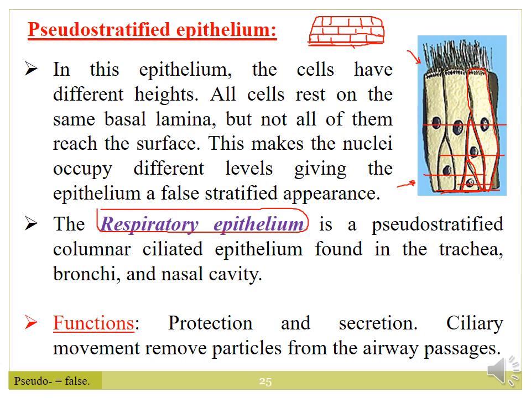Respiratory epithelium is a pseudostratified columnar ciliated epithelium found in the trachea, bronchi, and nasal cavity. The main function is protection and secretion. The ciliary movement of this epithelium removes particles from the airway passages.